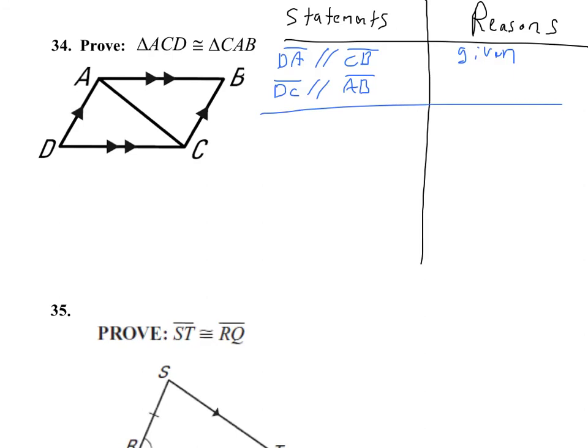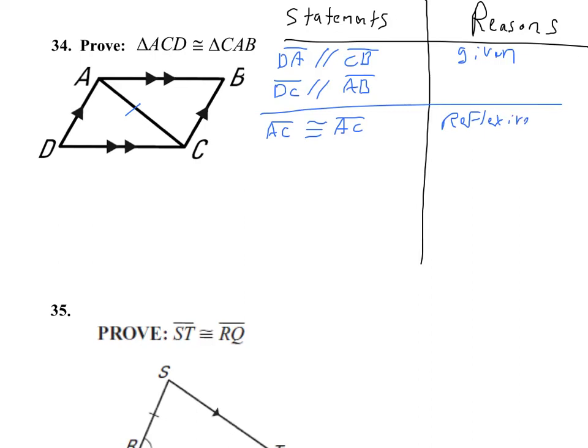The reason why I know them and I can state that is because it was already on the diagram. It is given. Now, a lot of you would right away tell us that AC is congruent to itself by the reflexive property. And yeah, I think we will need to know that to do this proof. So let's go ahead and write that down.